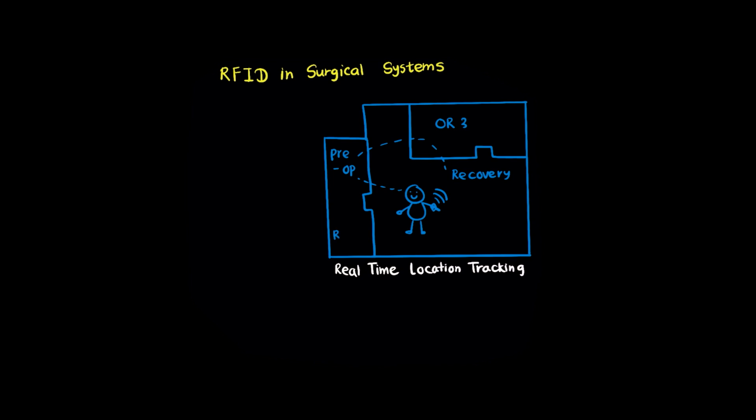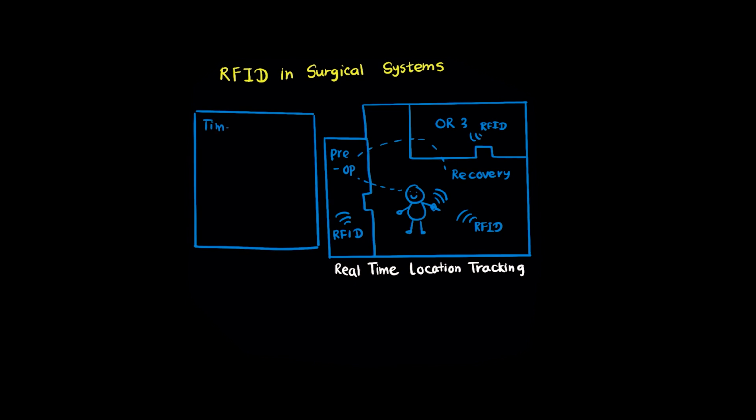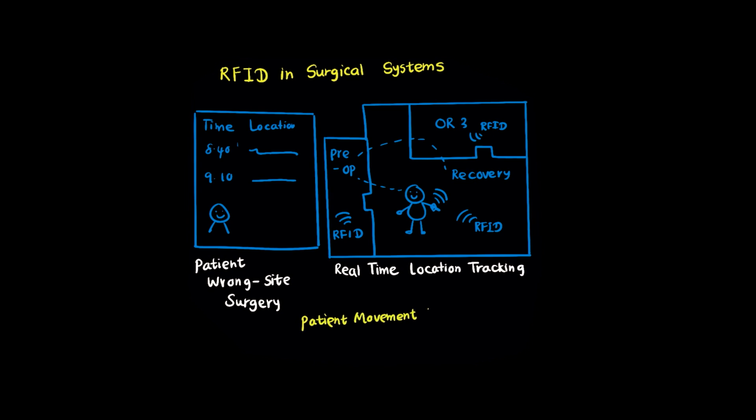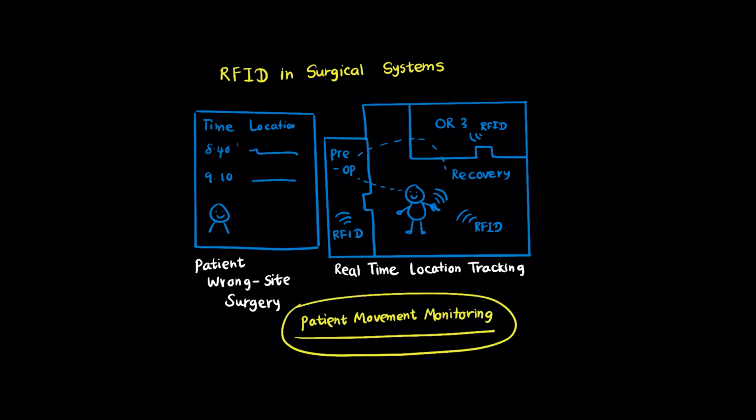Picture this. The moment a patient enters the OR suite, their RFID tag registers their location. Pre-op, operating room 3, recovery. The system knows exactly where each patient is at every moment. This prevents wrong site surgeries by confirming the right patient is in the right OR. It improves efficiency by showing when ORs are actually occupied versus scheduled. It enhances safety by ensuring patients don't get lost in the shuffle. This real-time location awareness transforms OR coordination from guesswork to precision.